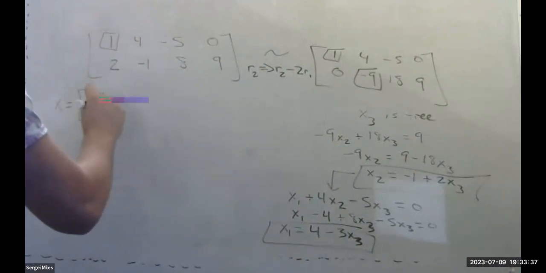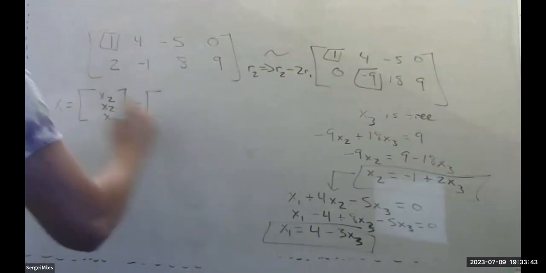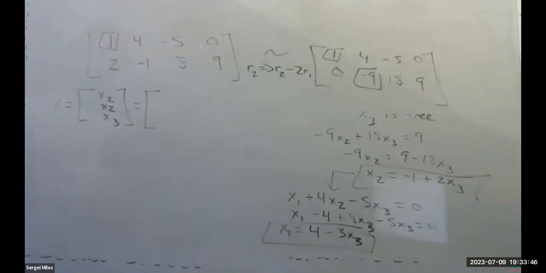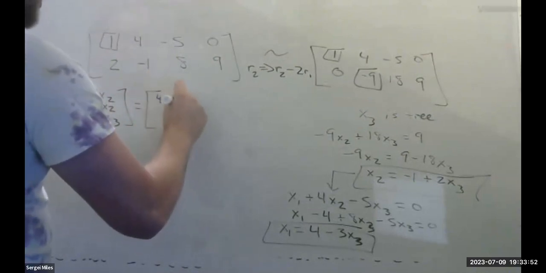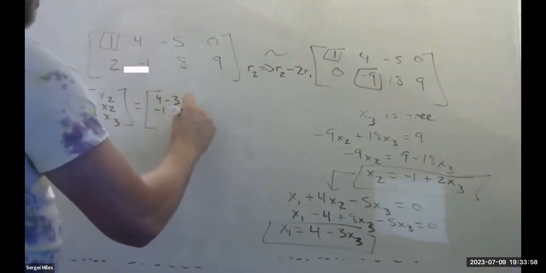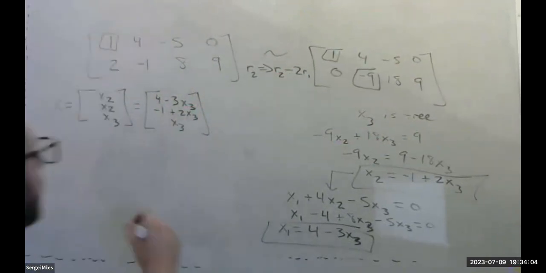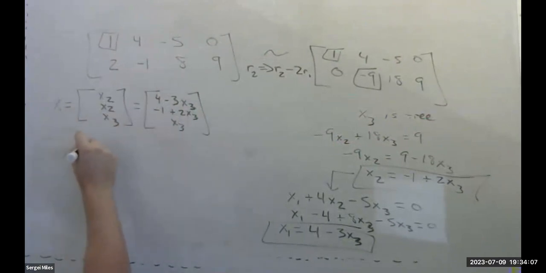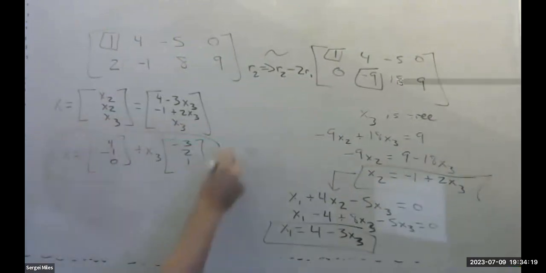X is this column vector with 3 entries. So we have x1 is this equation 4 minus 3x3. x2 is this equation -1 plus 2x3. And x3 is free. It can be itself. Again, I'm going to pull this apart. And so we can write this in parametric vector form. 4, -1, 0 plus x3 times -3, 2, 1. And there's our final answer.